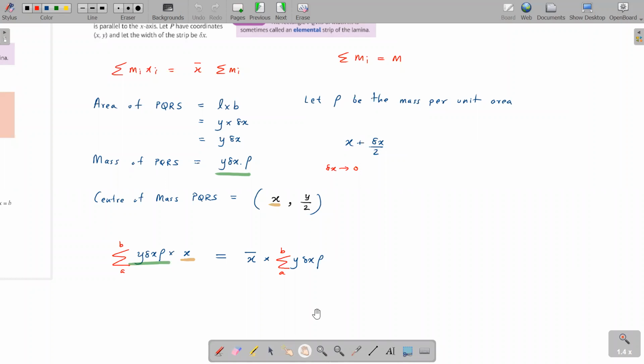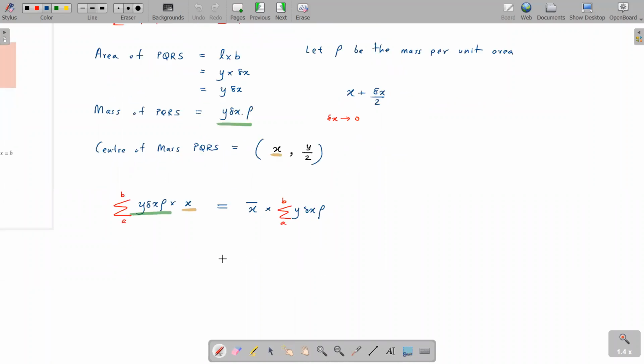All right. So guys, next step, let's make x bar the subject. When you make x bar the subject, we get here, in the bracket, y delta x rho times x divided by y delta x rho. Is that okay, guys? So I have my x bar equation.